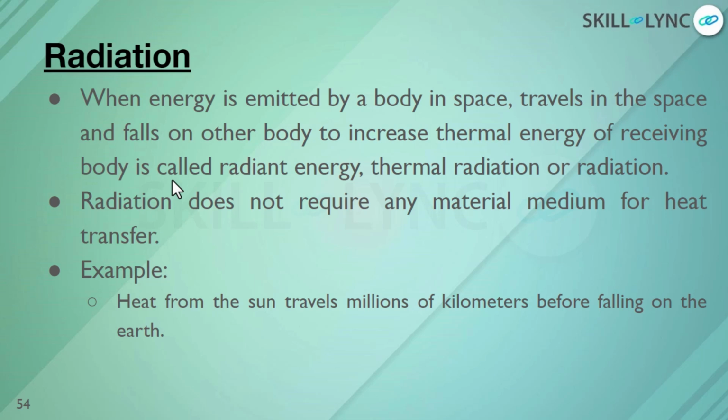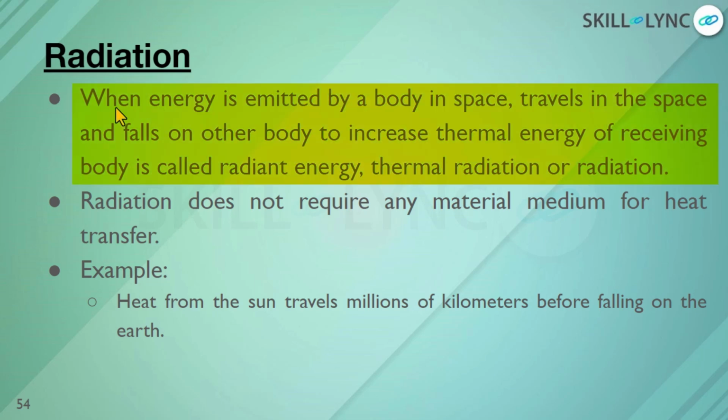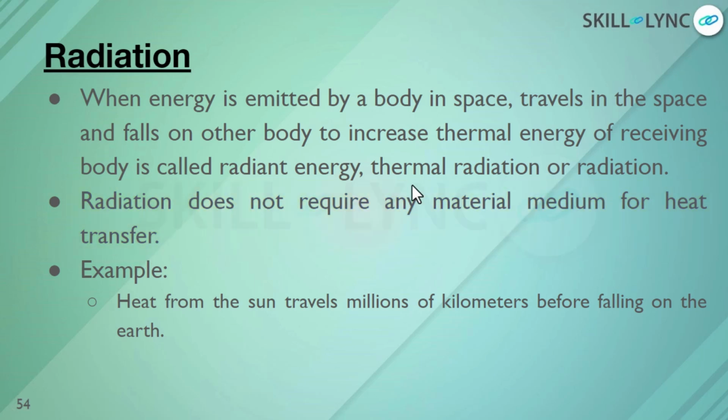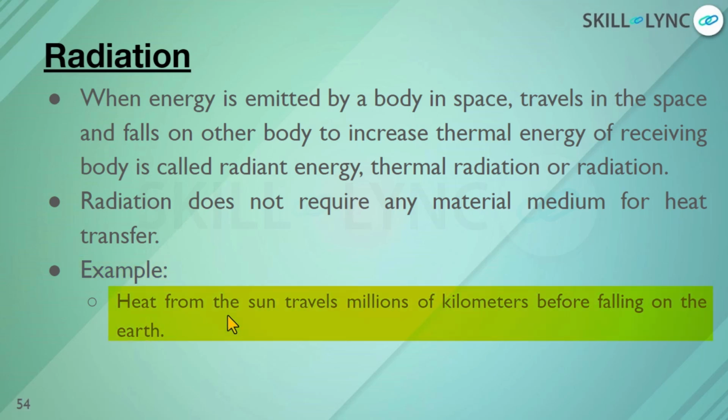The third kind of heat transfer we have studied is radiation. When energy is emitted by a body in space, travels through space and falls on another body to increase the thermal energy of the receiving body, this is called radiant energy, thermal radiation, or radiation. This kind of energy does not require any material medium for heat transfer, as we see that it can travel in space, and when it falls on another body, it increases the temperature of that body. The best example of radiation is heat from the sun that travels millions of kilometers before falling on the earth.